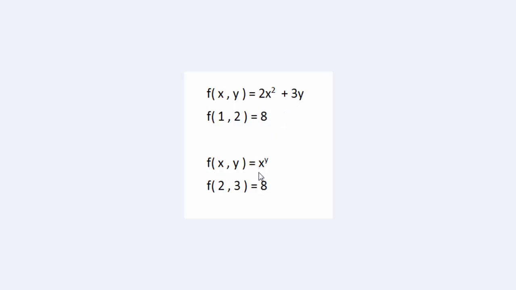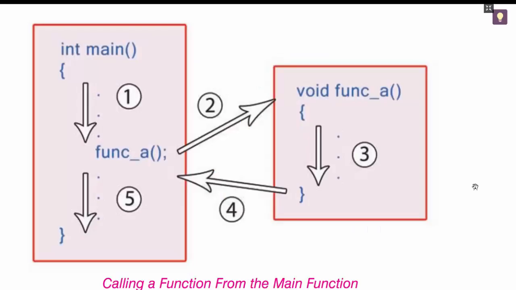When we look at another function, it shows us the power. So f(x, y) is x to the power of y. The x stands for the base, y stands for the power, and 2 to the power of 3 will be equal to 8.